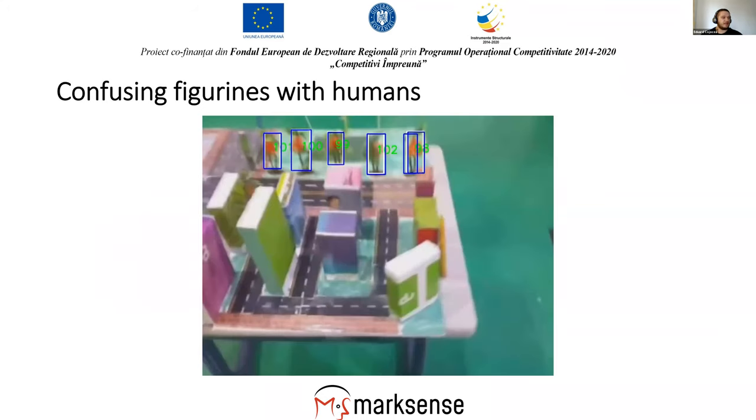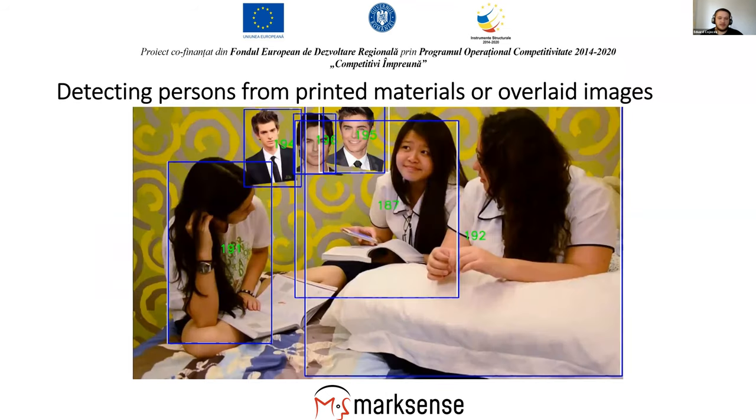For example, here we have a science fair where people made a cardboard mock of a city, and there are some figurines, and our object detector identifies those figurines as humans. Also, in this picture, we see three girls having a studying session, and in the break, they talk about the boys that they like, and they imagine some actors, which are just overlaid on the video, and they are identified as persons.